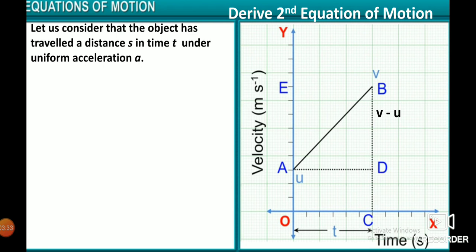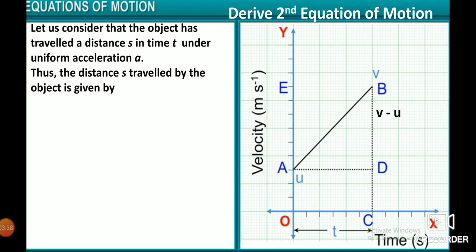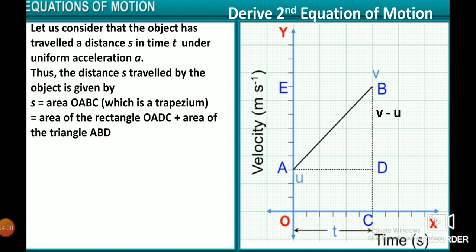Here, you know, in the velocity time graph, the distance is given by the area under the velocity time graph. If you see a polygon here, you will be able to see two polygons, one triangle and one rectangle, which are combining to form a trapezium. So the distance is given by the area of OABC, which is area of trapezium. You can also write it as area of rectangle OADC plus area of triangle ABD.